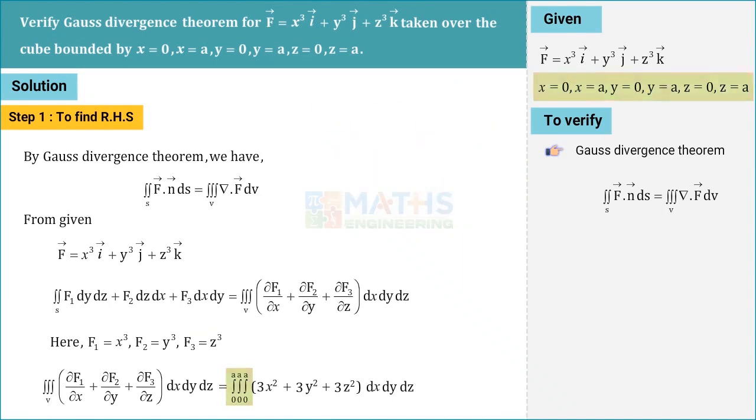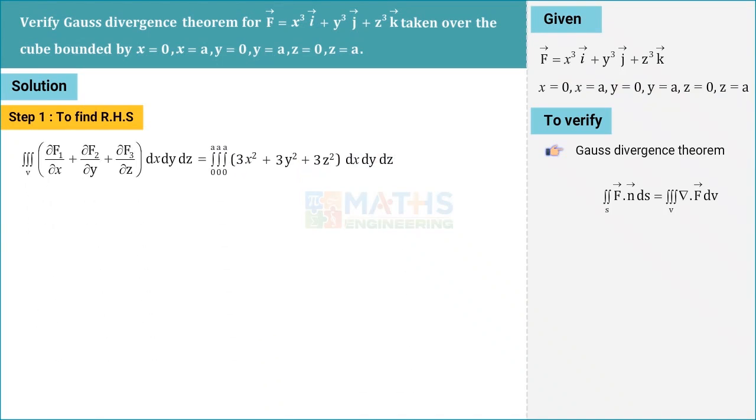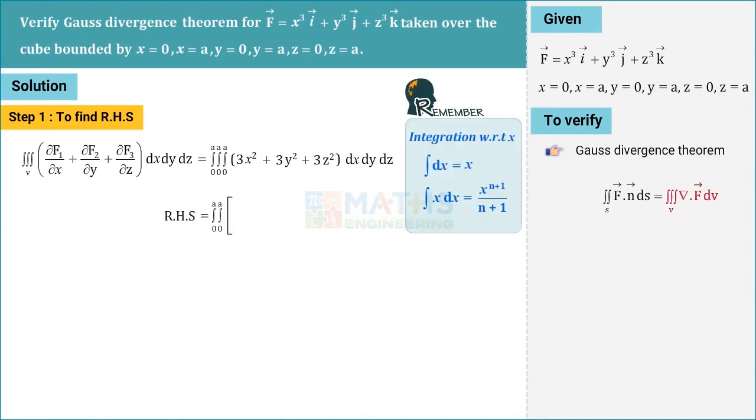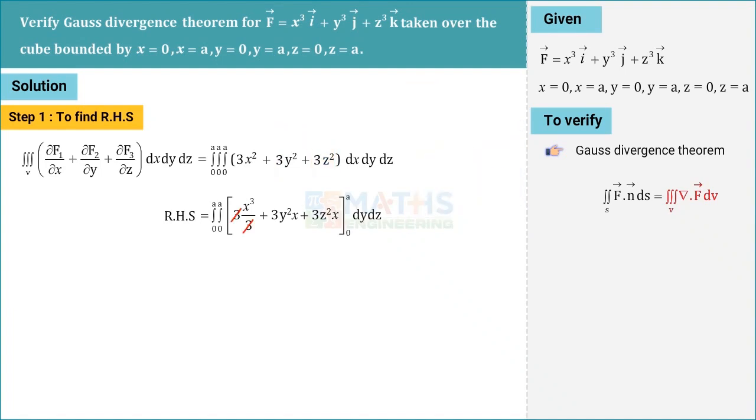Here we are given the limits x varies from 0 to a, y varies from 0 to a and z varies from 0 to a. Now we are integrating this one. What is the integral of x square? That is x power 3 by 3 plus 3y square is a constant. So when integrating dx we get x plus 3z square constant. When integrating dx we get x. Limit varies from 0 to a. We replace the upper limit a and lower limit 0 in the place of x.